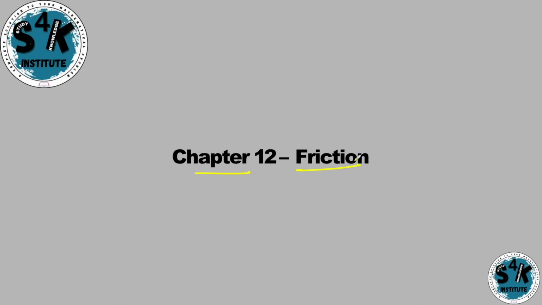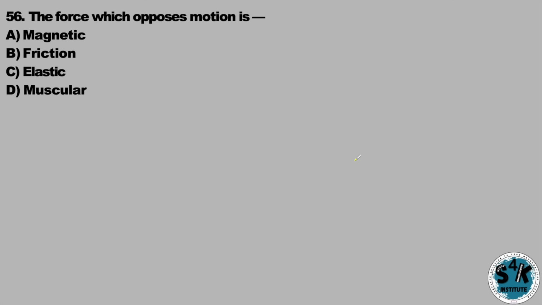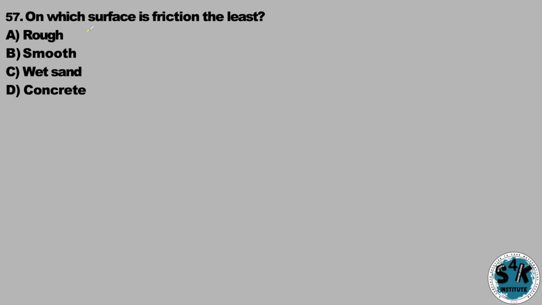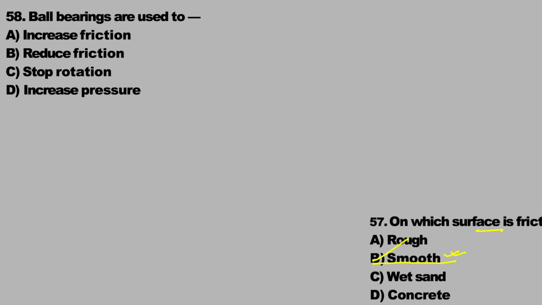Chapter 12, that is friction. The force which opposes motion is friction, because this is the resistive force. On which surface is friction the least? What do you think? Smooth surface. Okay, because in a smooth surface, the resistance will be least among all.